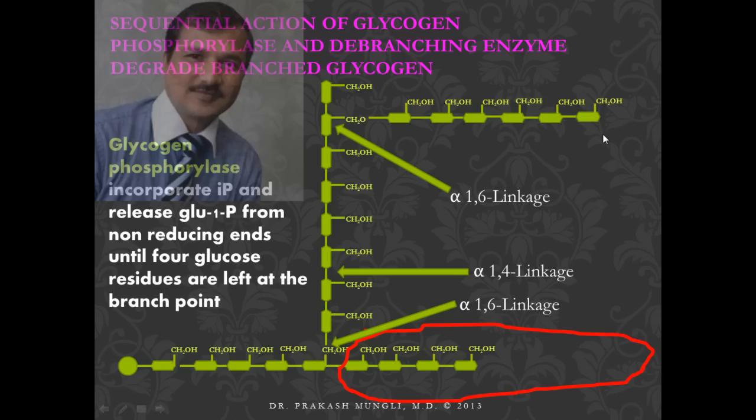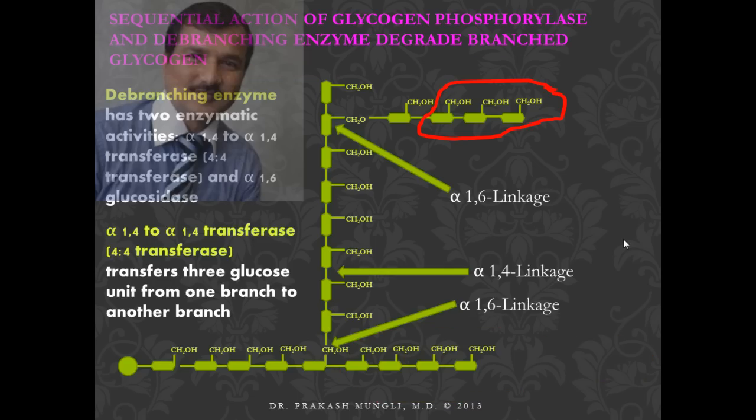Now it starts with another branch here. It removes glucose residues, releasing them as glucose 1-phosphate, and stops when 4 glucose residues are left at the branch point. 1, 2, 3, 4. So 4 glucose residues are left at the branch point, and it will stop there. This is what glycogen phosphorylase does. All the branches of the branched glycogen are acted on by glycogen phosphorylase. Glucose is released as glucose 1-phosphate and it stops when 4 glucose residues are left at the branch point.